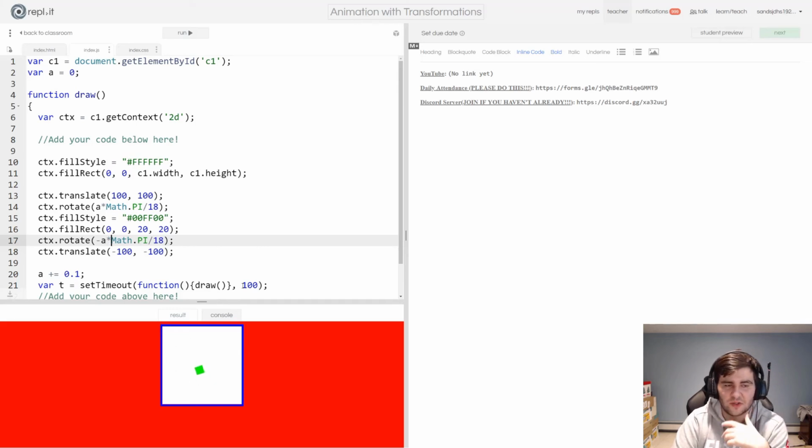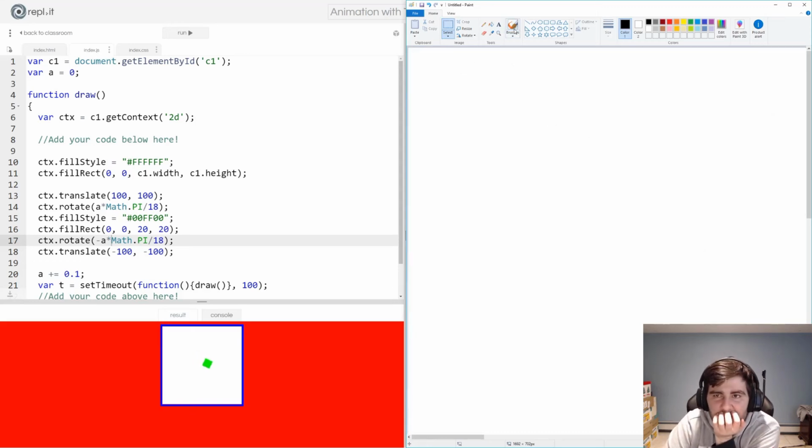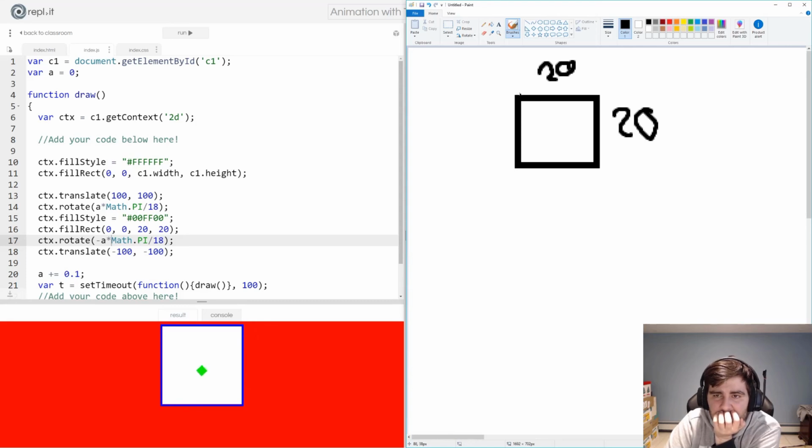Okay. So what can we do if we wanted it to turn around the center of the shape? Well, firstly, we need to realize this is a 20 by 20 rectangle, right? So we want to actually, here, let's draw this out. We have a 20 by 20 rectangle, right? 20 by 20. We are currently rotating around this point. We want to rotate around this point.